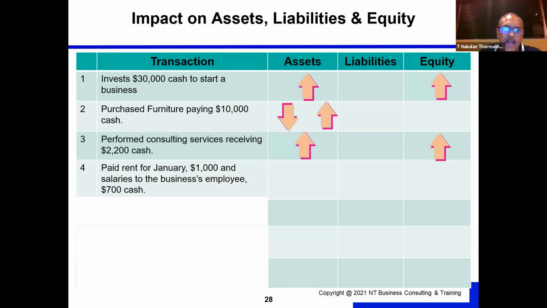You paid rent for January, 1,000 ringgit, and salaries to the business employee, 700 ringgit, in cash. So what happens when you do this?